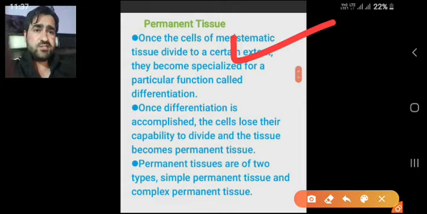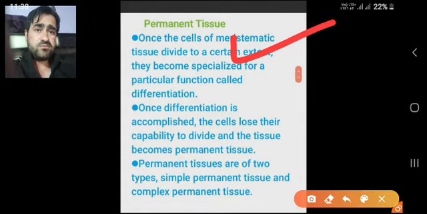So what is differentiation? Differentiation is nothing but this: once the meristematic cells lose the power of division, they acquire a definite shape, size, and function. That is known as differentiation. They are specialized for a particular job. Once differentiation is completed, the cells lose their capability to divide. They no more divide. They become non-dividing, and the tissue becomes permanent tissue.